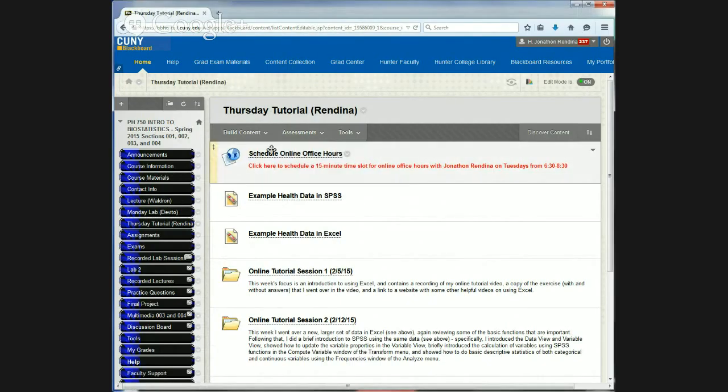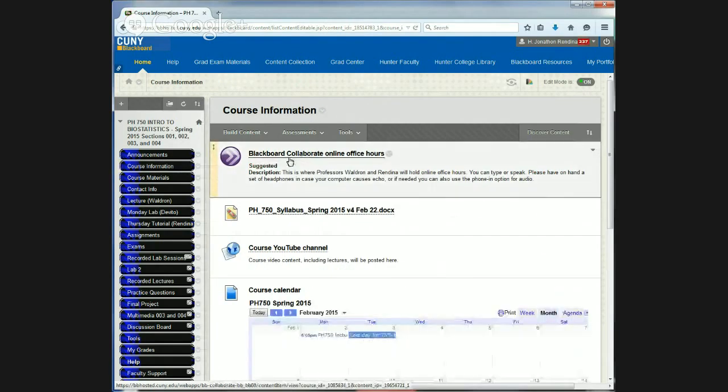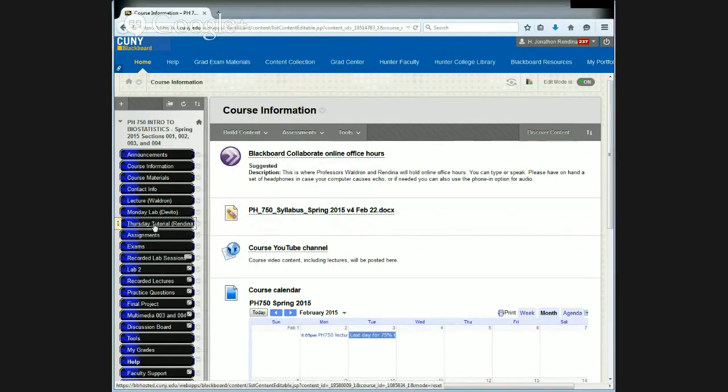If you have office hours scheduled, in order to actually participate, you go under course information here and click on the Blackboard Collaborate online office hours. You'll be able to log right into the Blackboard Collaborate system, and I'll be there waiting to collaborate with you on those office hours.